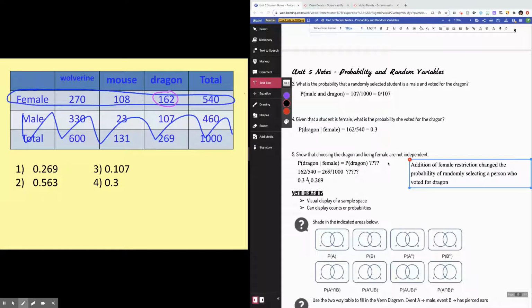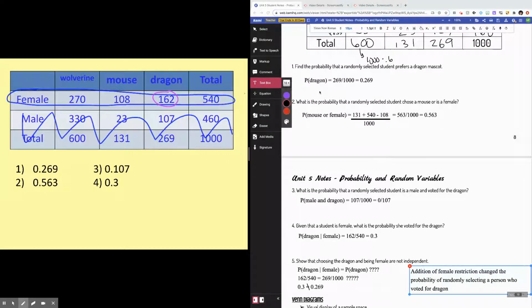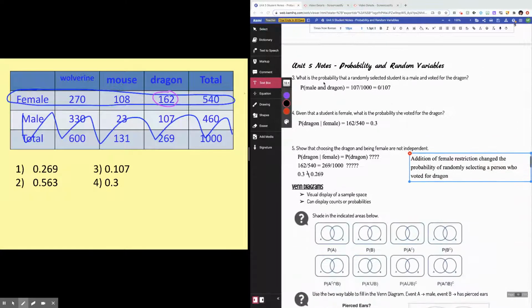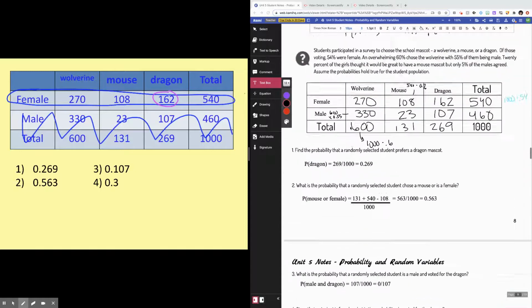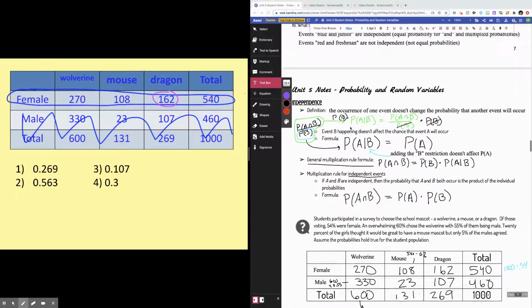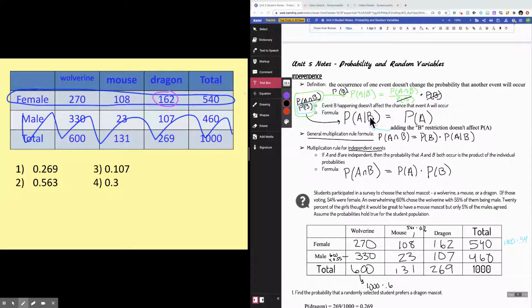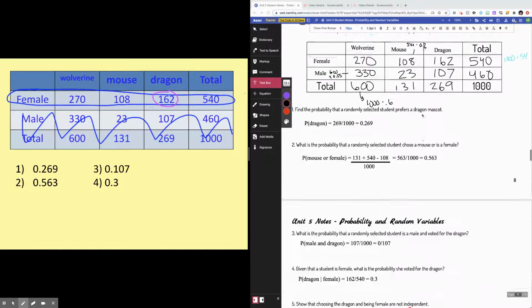Okay. Then the last question here is show that these 2 events are not independent. So I used the definition method here. And the reason I did that is because I already had most of the probabilities I needed. In number 4, I calculated the dragon given female probability. And in number 1, I calculated the dragon probability, right? So in looking at my general definition or my general formula, I have A given B, dragon given female, and A, dragon, right?